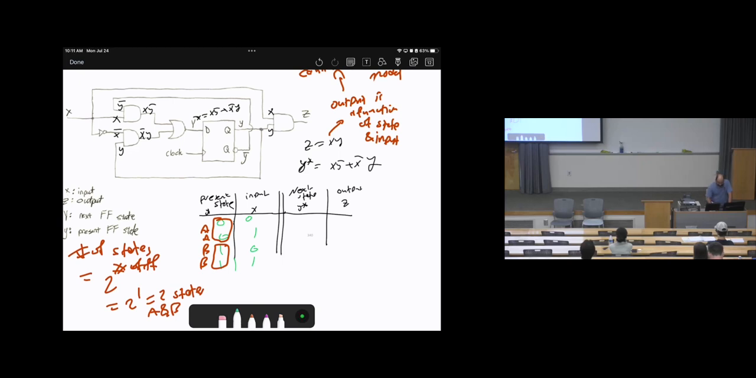Then what will happen to the next states? You can use the equations that we have. The equation Z equals XY: 0 times 0 is 0, 0 times 1 is 0 for Z, 1 times 0 is 0, 1 times 1 is 1. For the next state, it will be X Y bar plus X bar Y, which is exclusive OR. Then count the number of ones. If it's odd, it will be 1. If it's even, it will be 0. So it will be 0, 1, 1, 0.